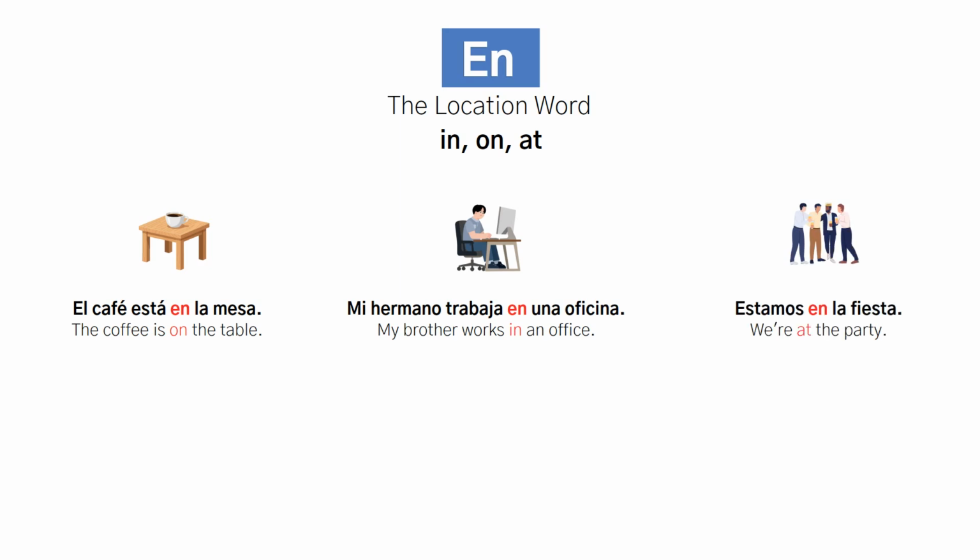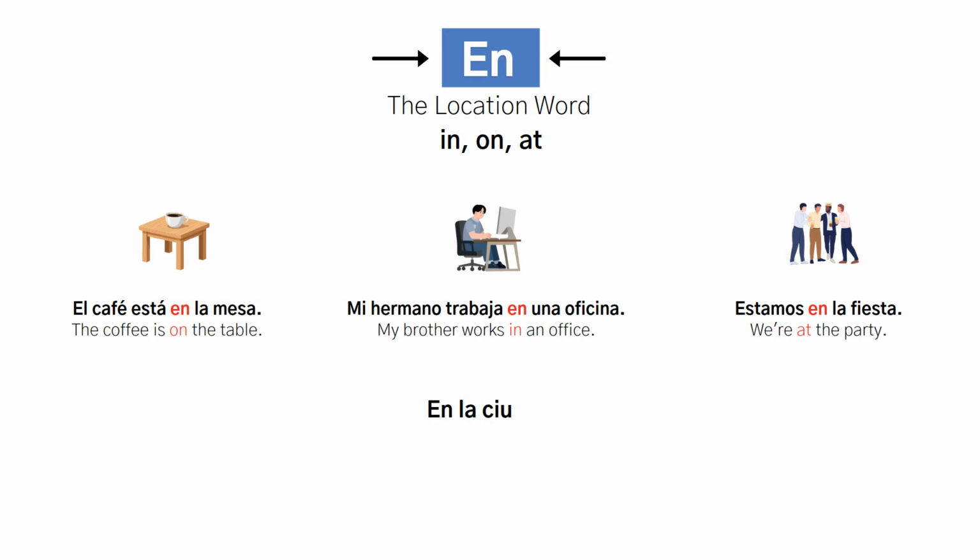English forces you to choose between 3 prepositions depending on the surface, containment, or general location. Spanish uses en for all 3. This actually makes your job easier. You don't need to decide whether something is technically in a place or at a place or on a place. If it's located somewhere, en handles it.